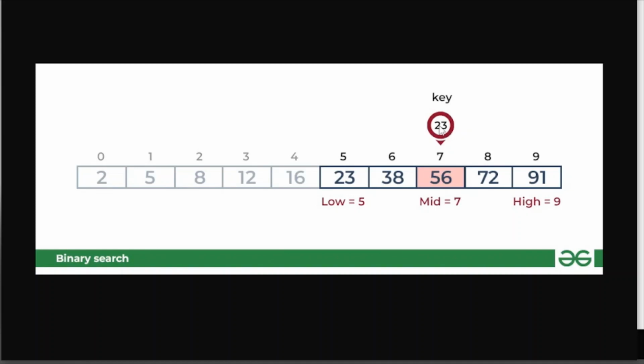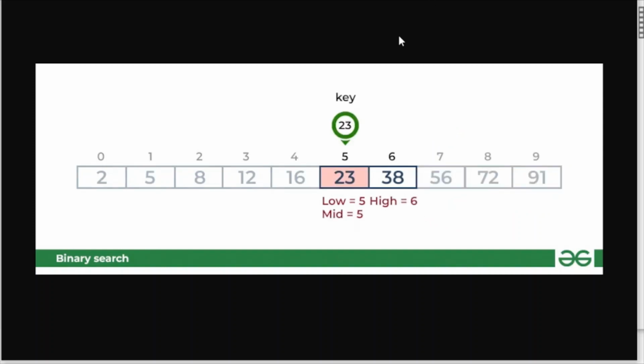Now in this case the key is less than the mid index element. So what will we do now? We know if the key is smaller than the middle index, the answer will always lie on the left side of the mid index. So we will reduce our search space by changing the value of high from 9 to 6, which is mid minus 1. So the new values of low and high are 5 and 6.